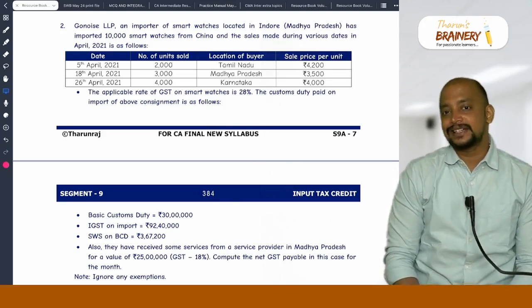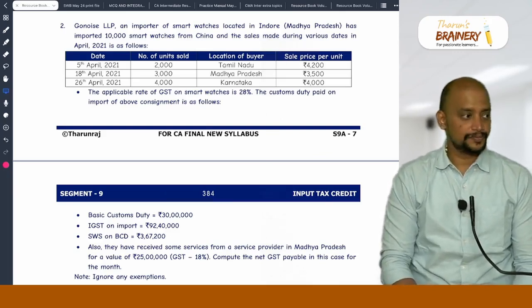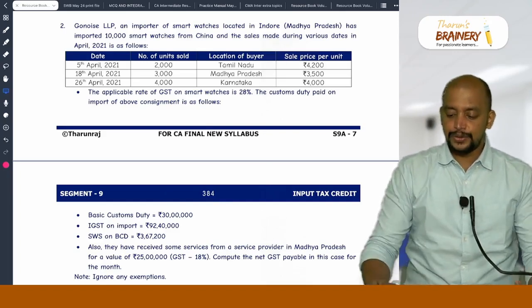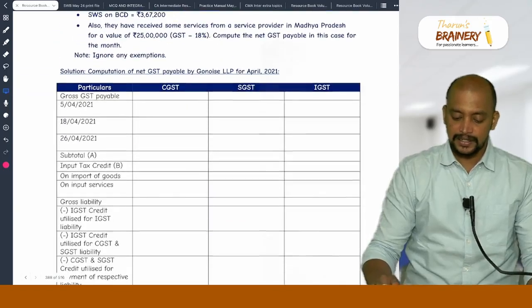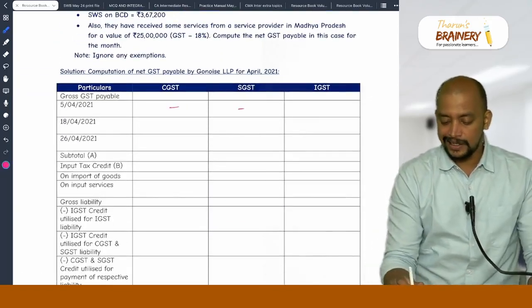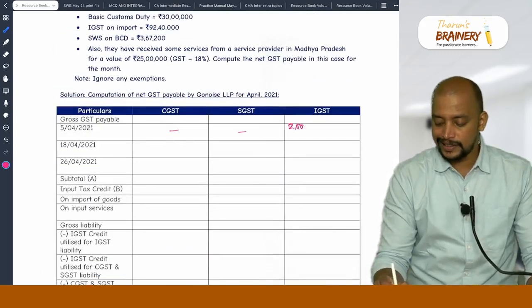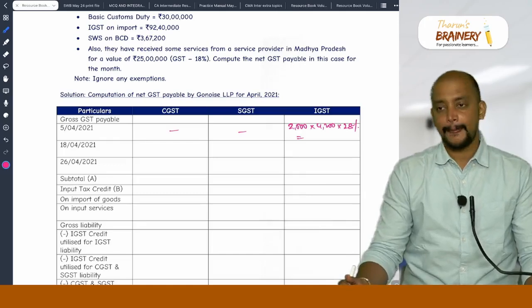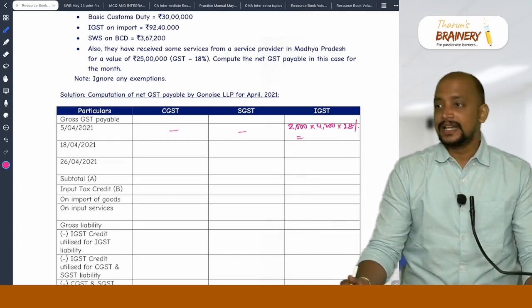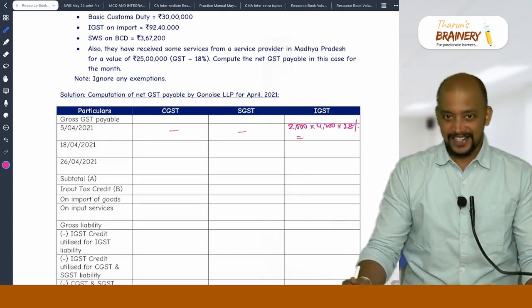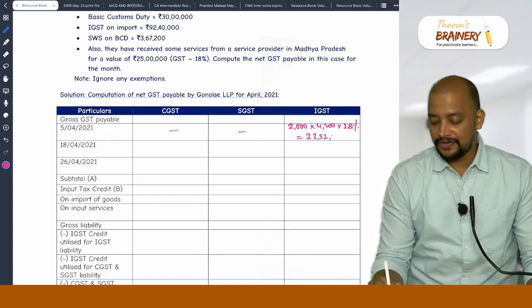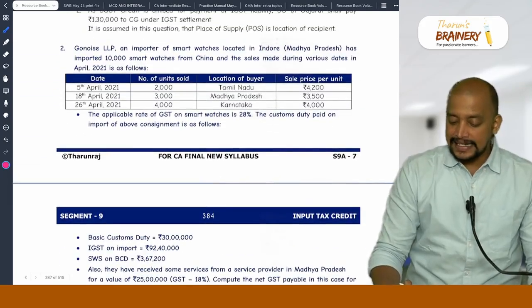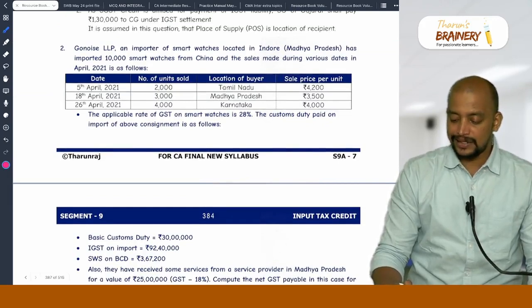So which column? IGST column. Kindly update there. 2000 into 4200 into 28%. It is given below. The applicable rate of GST on smartwatches is 28%. So gross GST payable: 2000 into 4200 into 28%. How much? Indirect tax is a practical paper. Okay. A calculator you should bring. It's required. 23,52,000.